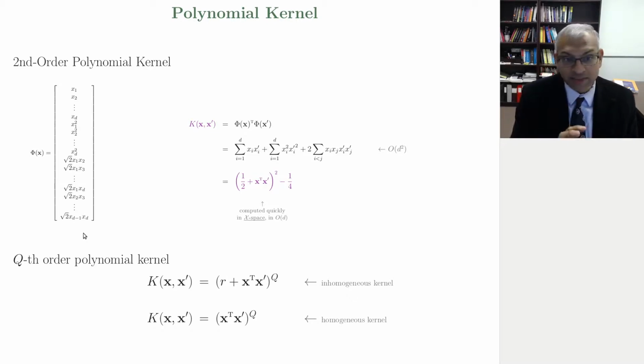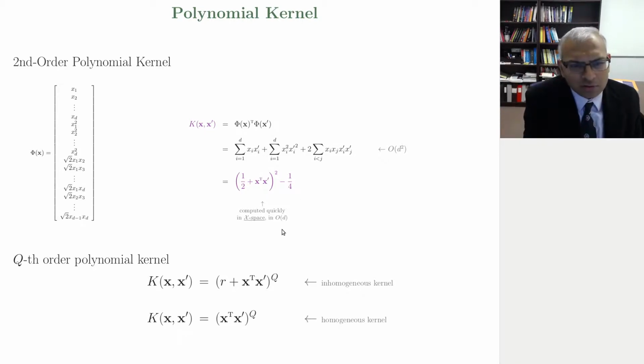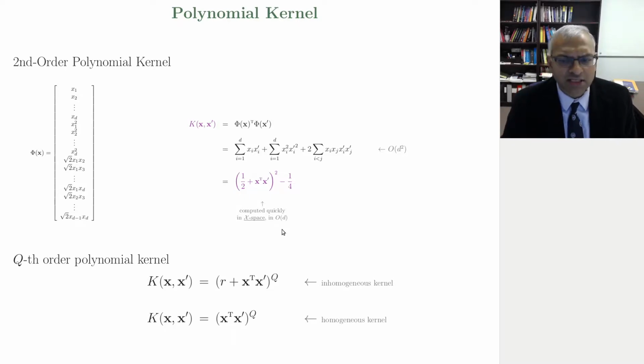And so immediately we get the benefit of the kernel, even in finite dimensional polynomial transforms, by virtue of the fact that the kernel computation in our original space is quick. And also it doesn't entail us having to even construct the nonlinear features. We only need the inner products.